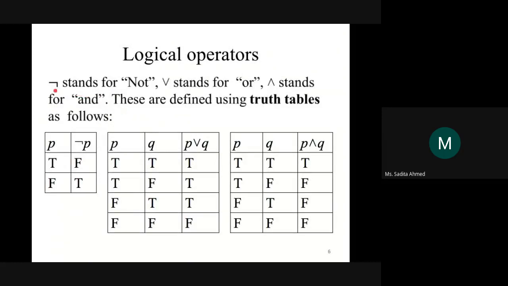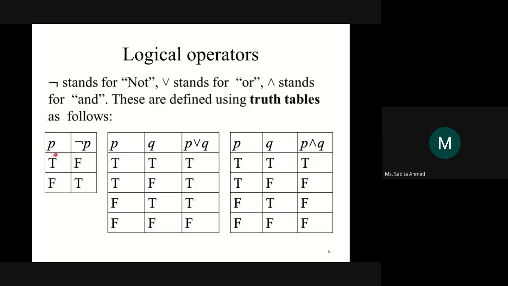For logical operators, we have the not operator, the or operator, the and operator. This first symbol here represents the not logical operator. We will always use this symbol for the not logical operator in propositional logic. You see this symbol, that is the not logical operator, or the negation logical operator. What does the not logical operator do? It negates a statement, all right?